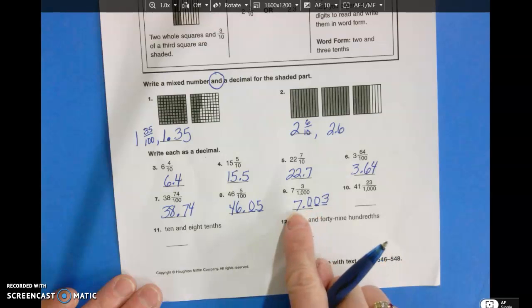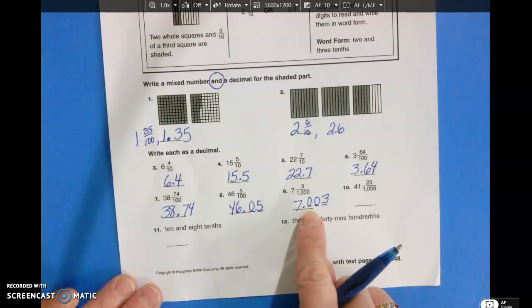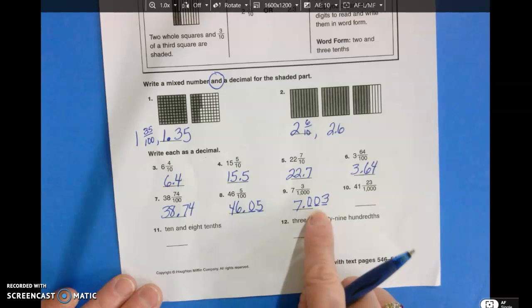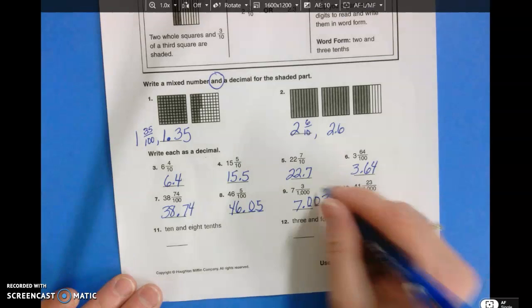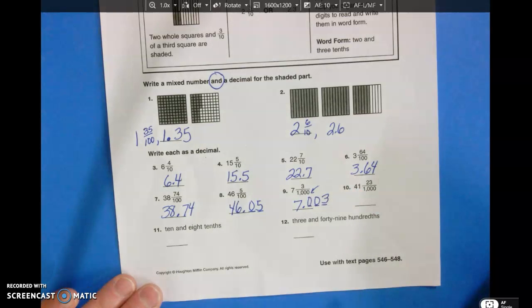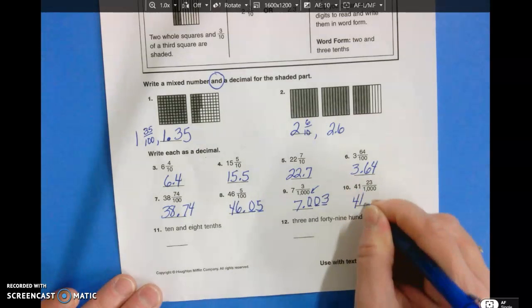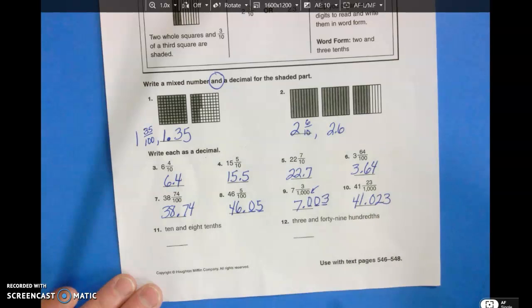If you put 7.3, then you have 7 3/10, don't you? Or if you put the 3 in the middle, then you have 7 3/100. That's not what it says. My denominator is thousandths. 41 23 thousandths.